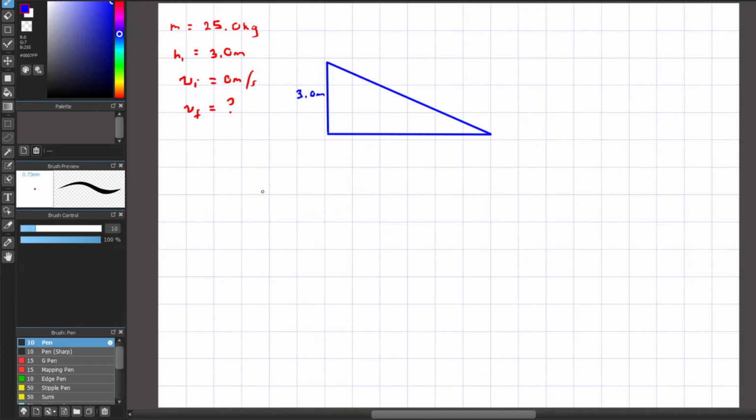Using the conservation of energy law, the law says the mechanical energy at the beginning equals the mechanical energy at the end. And mechanical energy is defined by the sum of both kinetic and potential energy. So if we express that, we are going to write this as initial potential energy, U_i, plus the initial kinetic energy equals the final kinetic energy plus the final potential energy.